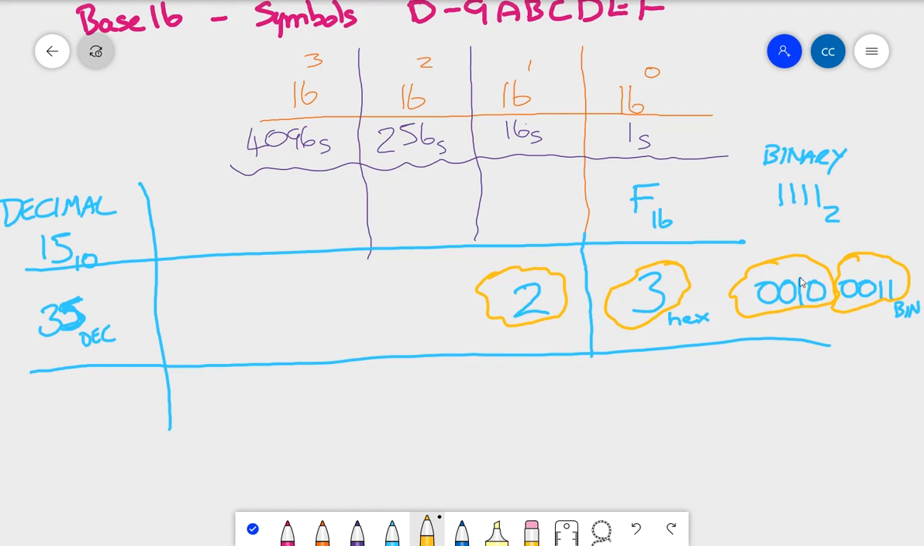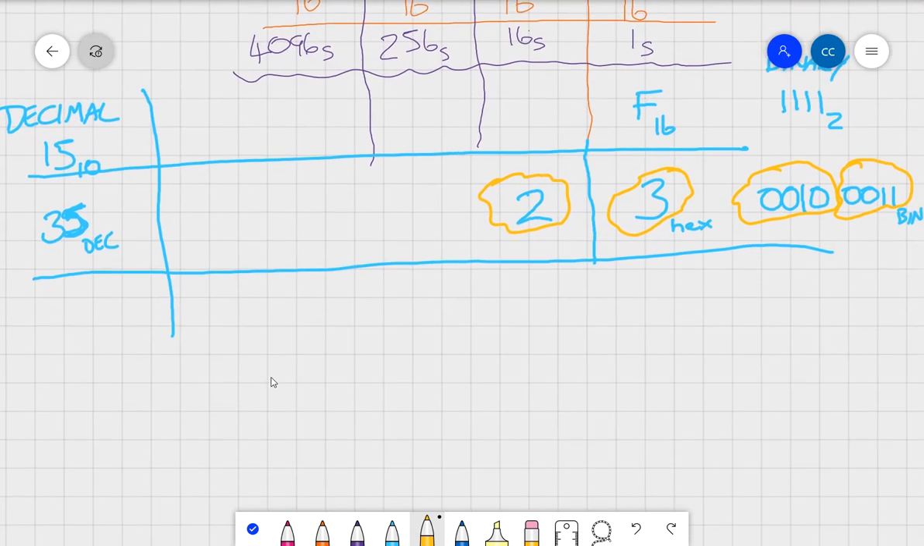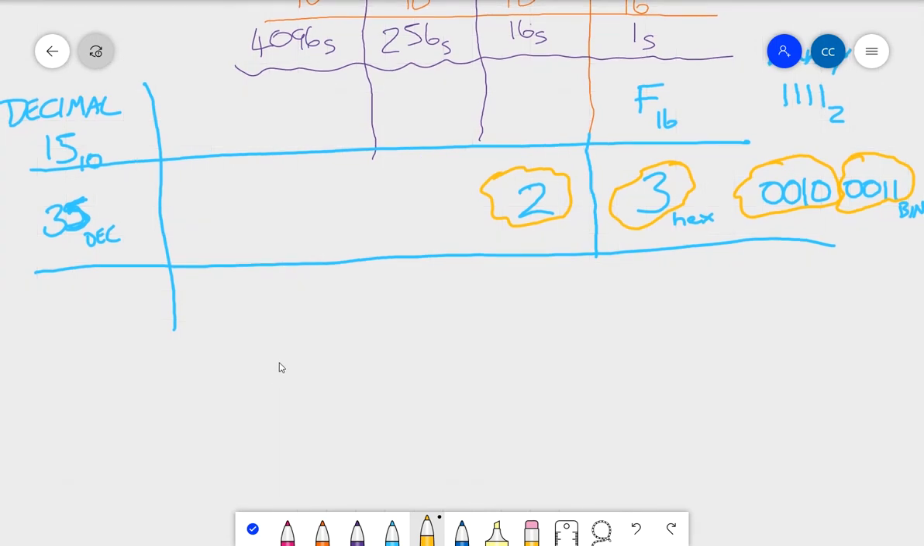So from now on, what I'm going to do is, instead of putting the binary over to the right hand side, we'll put the binary above the hexadecimal, and we'll see how we go on with that, if that makes it a bit clearer. So let's try another number. I'll move this up, and this time we'll try the number 174. So 174, and that is a decimal.